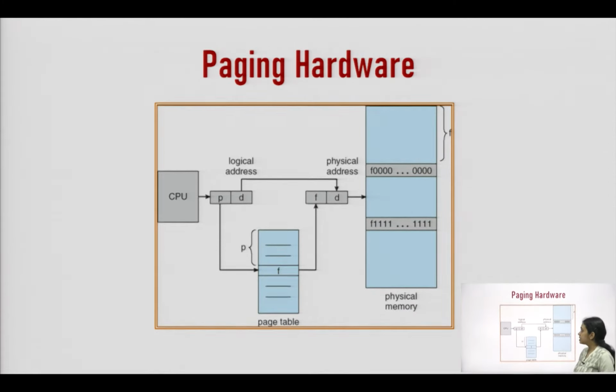Now, this is the paging hardware. It basically tells us how a logical address, that means the address generated by the CPU, is converted into the physical address. Here we have our CPU that generates the logical address. Now, the logical address is divided into two parts, P and D, as discussed in the previous slide. P is the page number and D is the page offset.